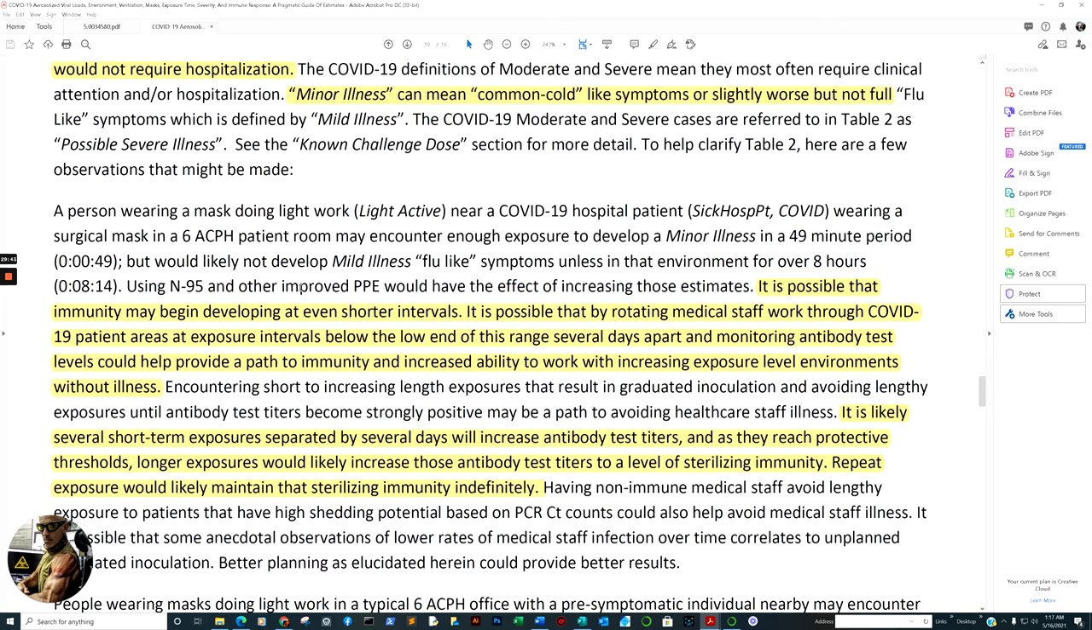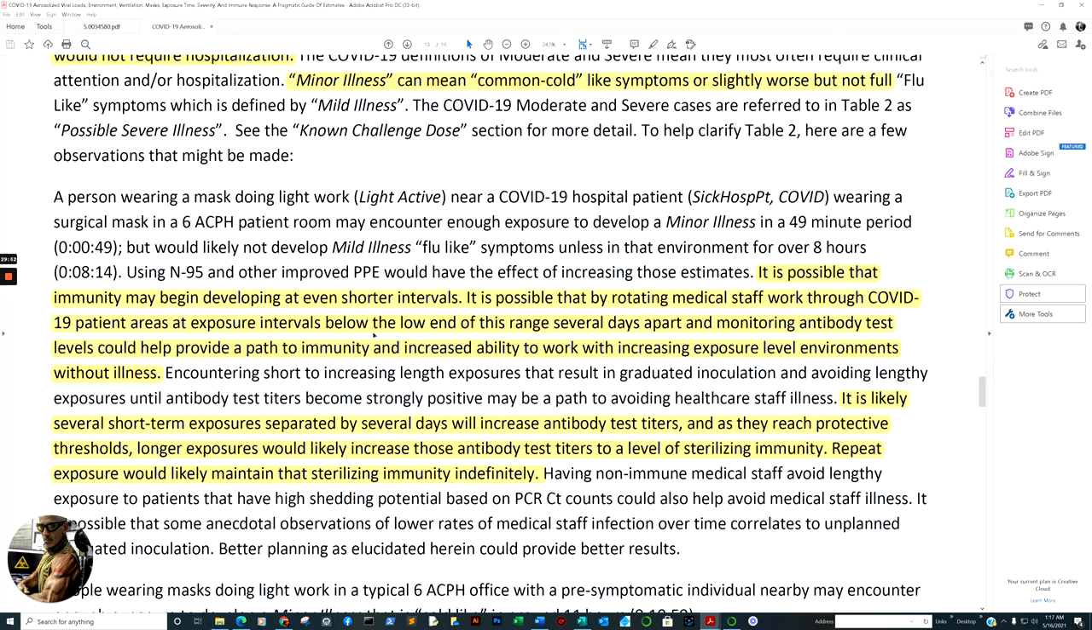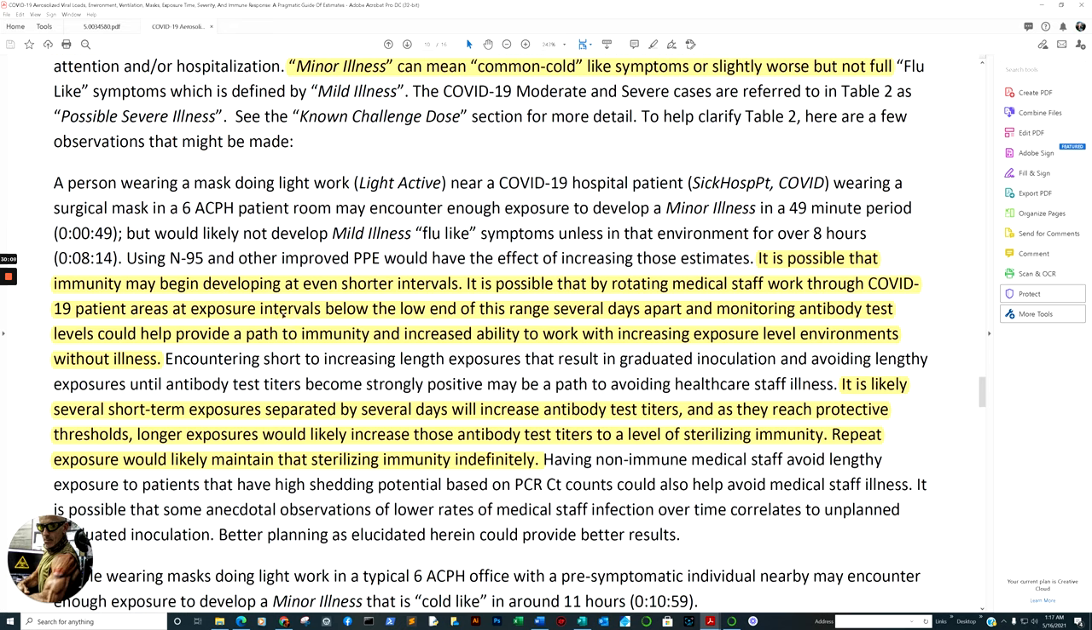It is possible that immunity may begin developing at even shorter intervals. It is possible that by rotating medical staff to work through COVID-19 patient areas at exposure intervals below the low end of this range, several days apart, and monitoring antibody test levels, could help provide a path to immunity and increase the ability to work in environments with illness. But let's go back to our 1% of dentists showing positive for COVID-19.